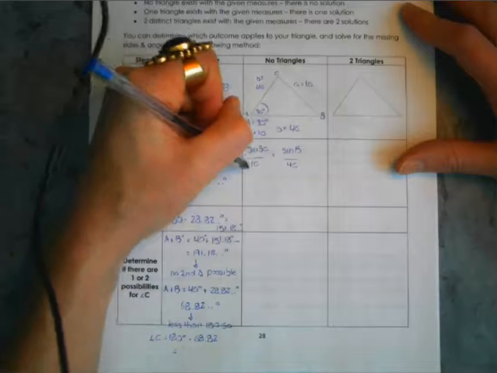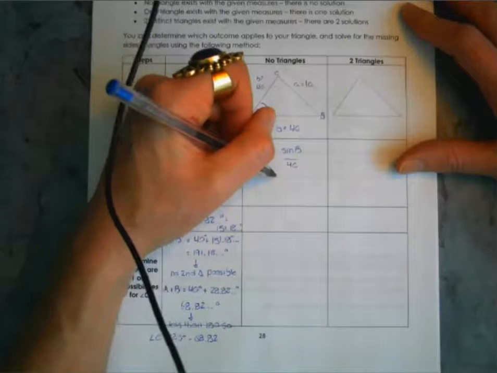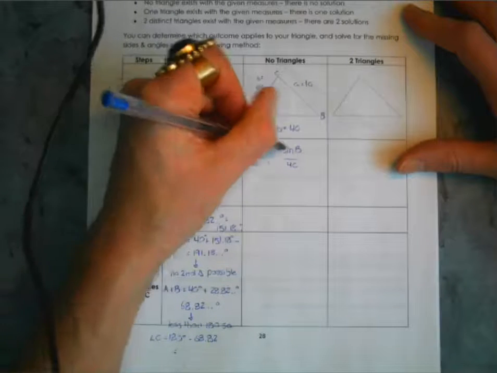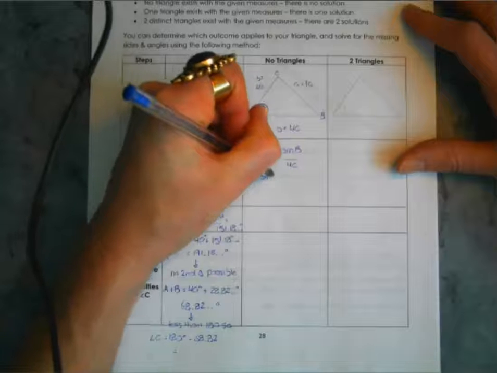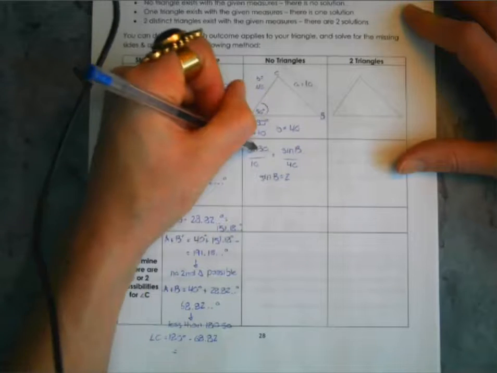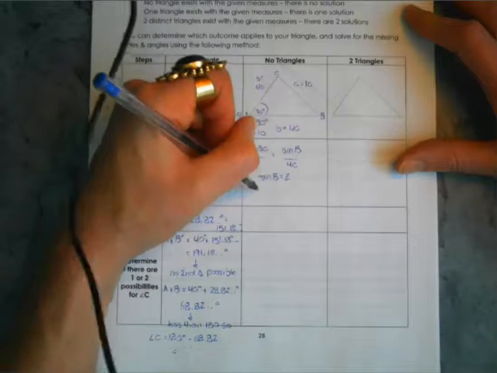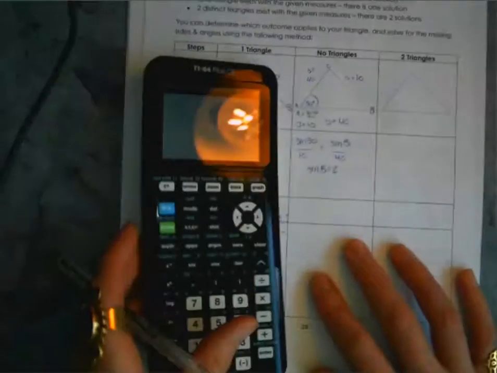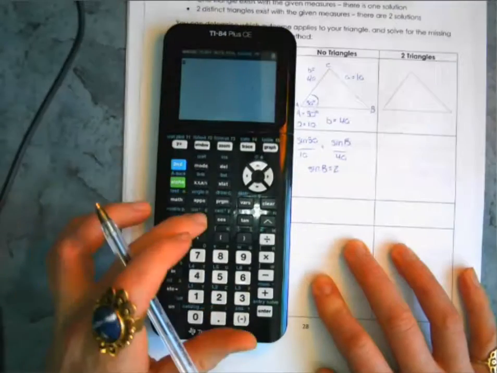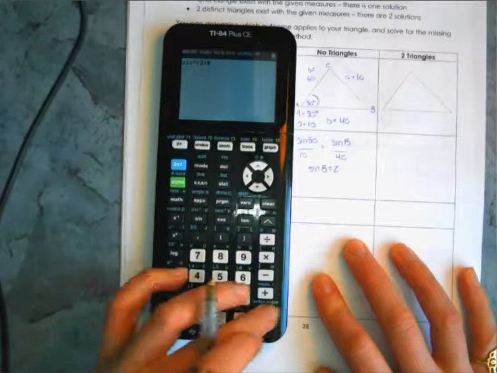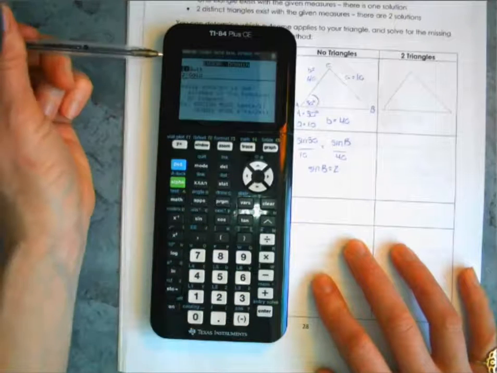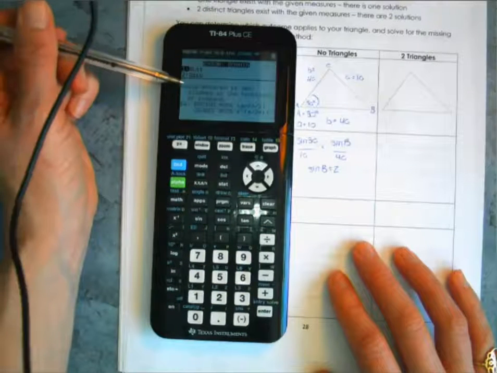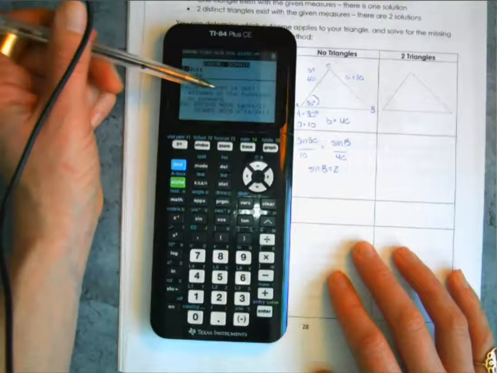Sine 30 times 40 divided by 10, and then we do the inverse sine of that. So what we actually get here is sine B is equal to 2. Now what happens in our calculator if we do the inverse to solve for the angle? We go second function, sine of 2, enter, and this is what you get on your calculator: error, domain. Value is not allowed in the function or command.